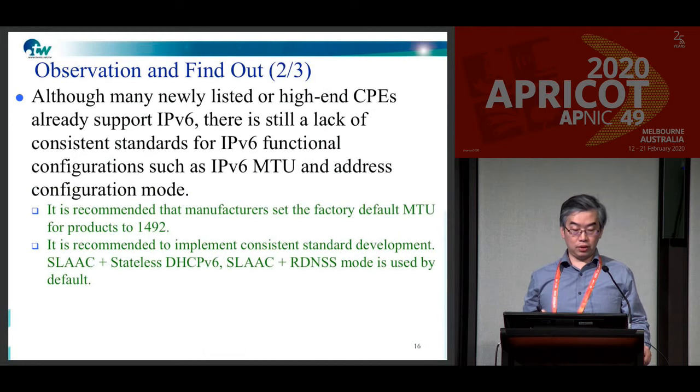The second observation is that although many newly listed or high-end CPE already support IPv6, there is still a lack of consistent standards for IPv6 functional configuration, such as IPv6 MTU and the address configuration mode. So we really recommend that manufacturers set the factory default MTU for products to 1,492. This is recommended to implement consistent standard development; SLAAC stateless, DHCPv6, and SLAAC RDNSS should be used by default.